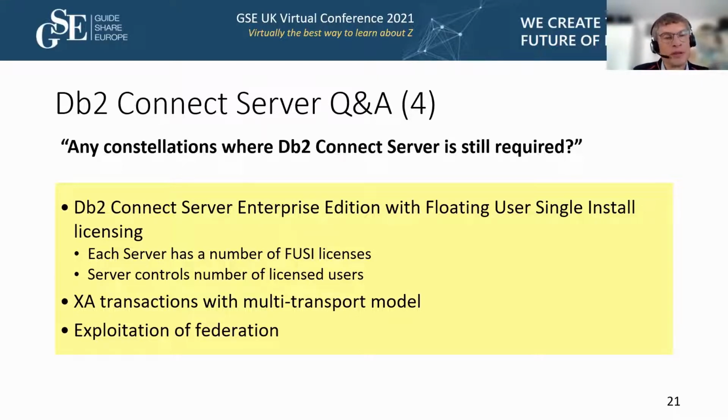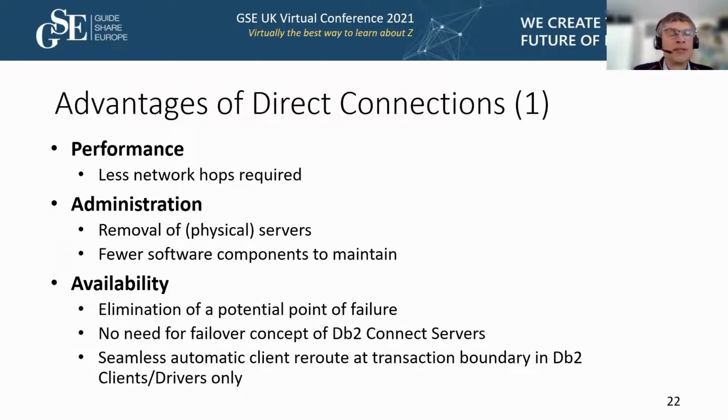There's also a specific situation where you might need Connect server: if you're running XA transactions, global transactions, and you're required to run them within a data sharing group, that might require you to still have Connect server, because Connect server will ensure that every XA transaction which is started from a remote instance is run on just one member in the data sharing group and will not distribute to other members. And if you are using Federation server and you need Federation to Db2 for z/OS databases as data sources, then Db2 Connect server is also required. Nevertheless, for most of the customers, direct connections should be the way to go.